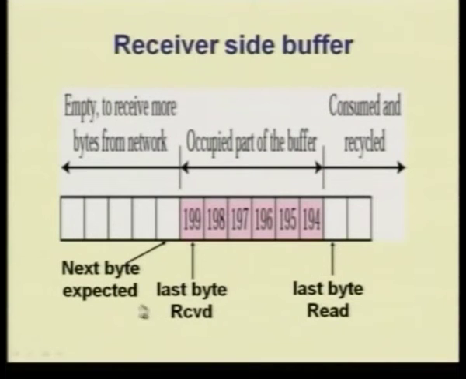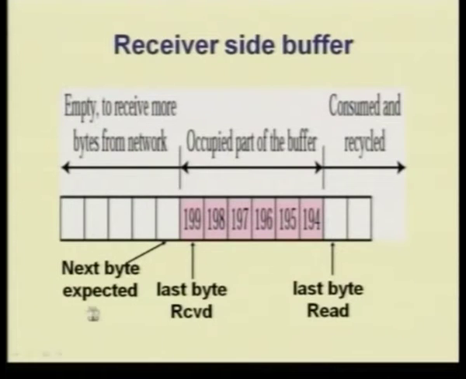So now there are three things that we need to note over here. One is the last byte that has been read by the receiver application, the last byte that has been received by the TCP on the receiver side, and this is the next byte that is expected.